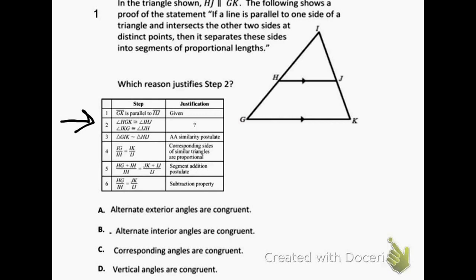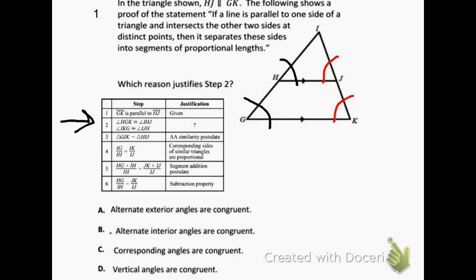Step 2 says angle HGK, so let's mark that, is congruent to angle IHJ, so we'll mark that angle. And then it says that angle IKG is congruent to angle IJH. So we look at the angles and we see which one justifies those angles being congruent.